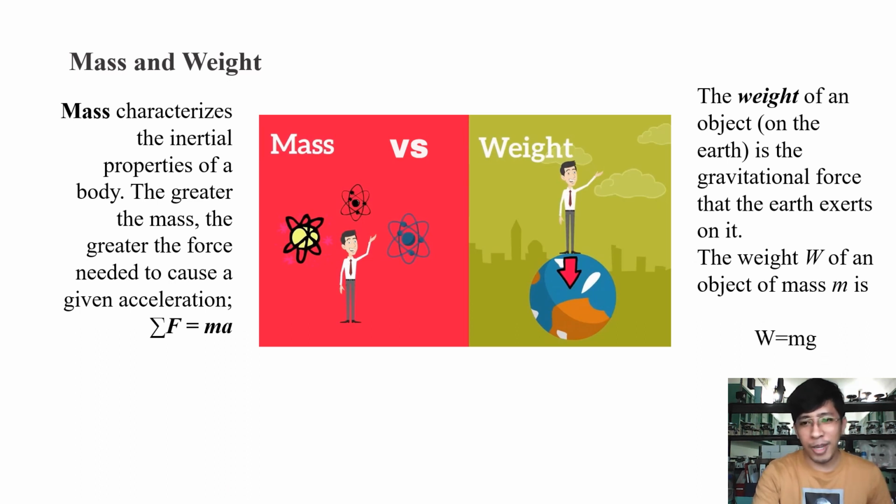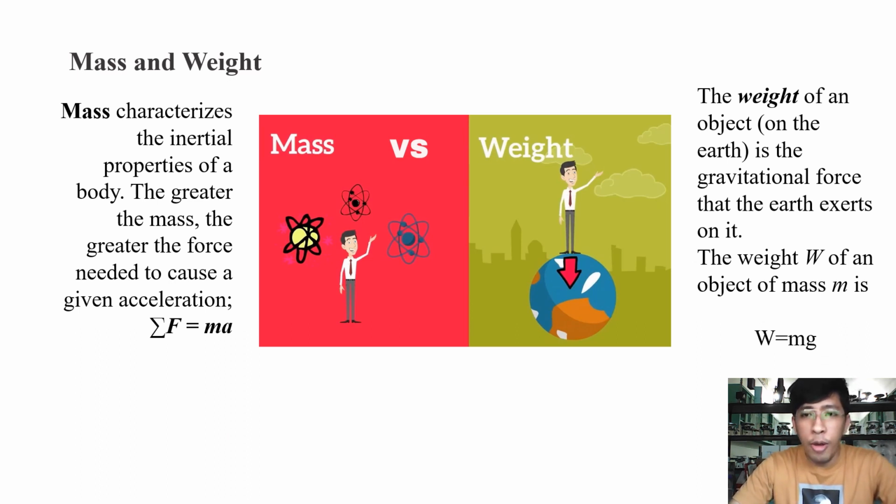Now, by the way, what's the difference between mass and weight? Mass characterizes the inertial properties of a body. It's the amount of matter within your body. The greater the mass, the greater the force needed to cause a given acceleration. So if you have a greater mass, you're heavier, and it is harder for you to accelerate.